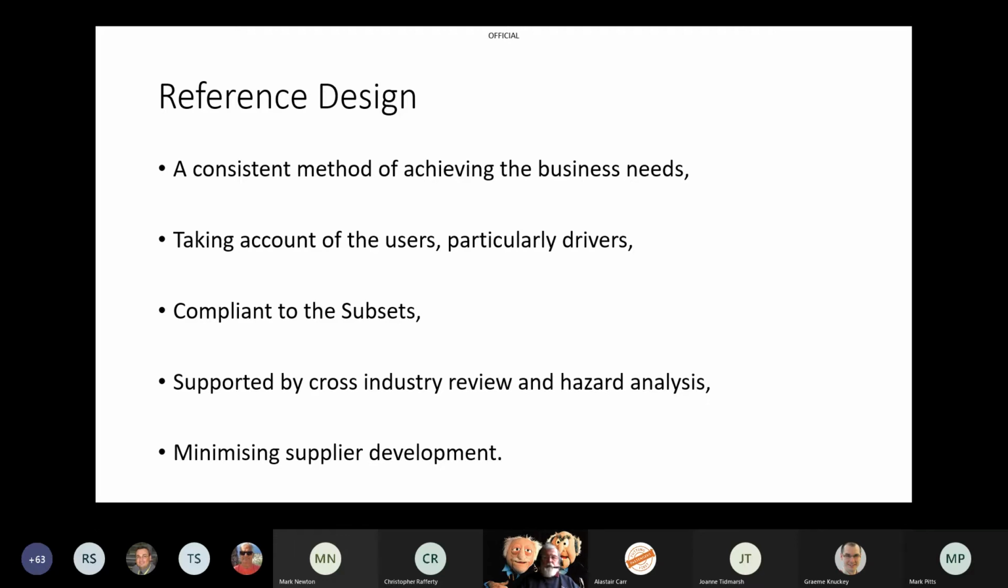Anything we require has to be compliant to the subsets and it has to be supportable by all of the suppliers. And we've been through a series of cross-industry reviews, lots of hazard analysis to try and select the solution which appears to give the greatest consistency to the drivers, signalers, and the suppliers. And the aim is to minimize the need for the suppliers to develop bespoke solutions for each project, because we all know how expensive updating a product for another project can be.